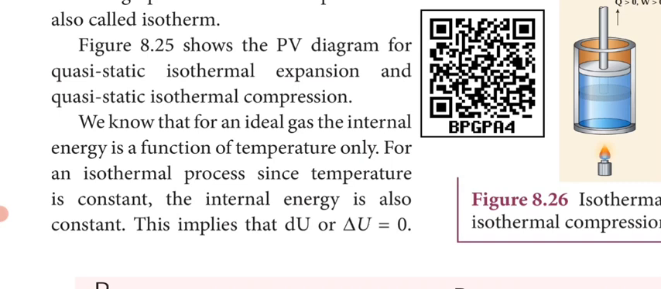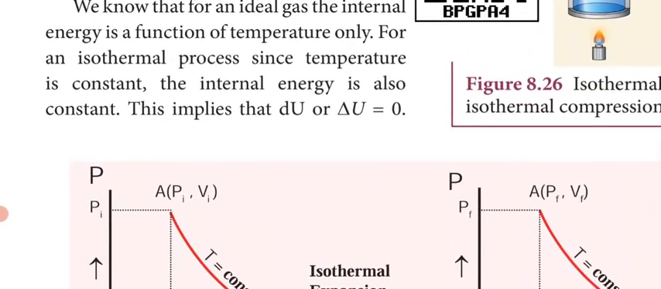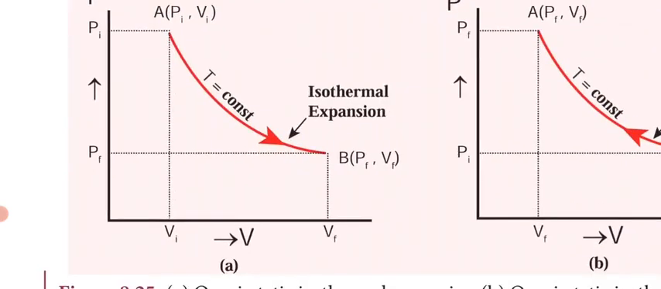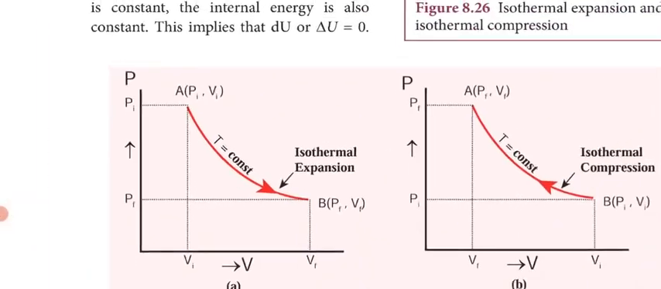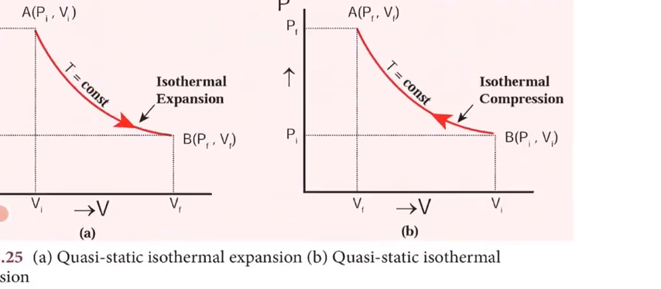We know that for an ideal gas, the internal energy is a function of temperature only. For an isothermal process, since the temperature is constant, the internal energy is also constant. So dU or ΔU is equal to 0. For this, the graphical diagrams are given: the quasi-static isothermal expansion first, and this is a compression.